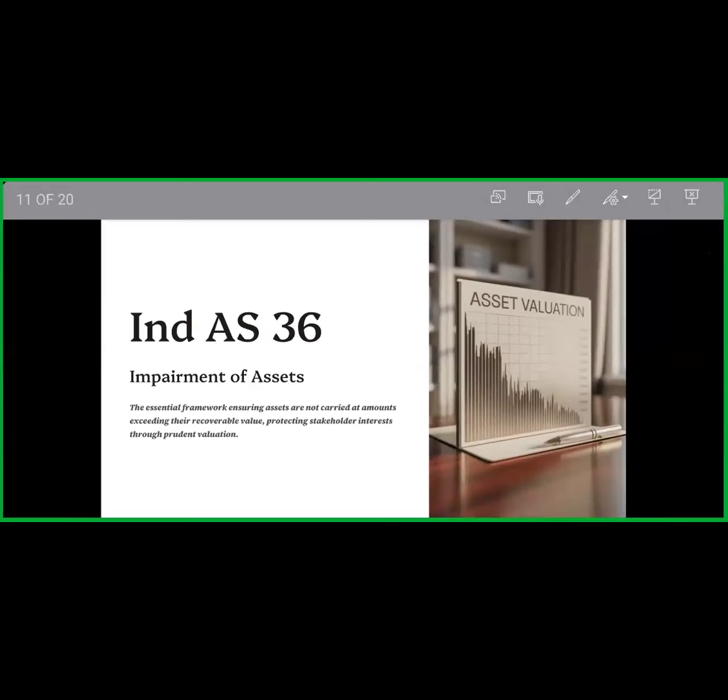Now the next accounting standard is 36, the impairment of assets. We can understand impairment of assets from the words themselves. For example, if I purchase any machinery at a value of 10 lakhs, then the value of the machine in my financial statements is 10 lakh rupees.